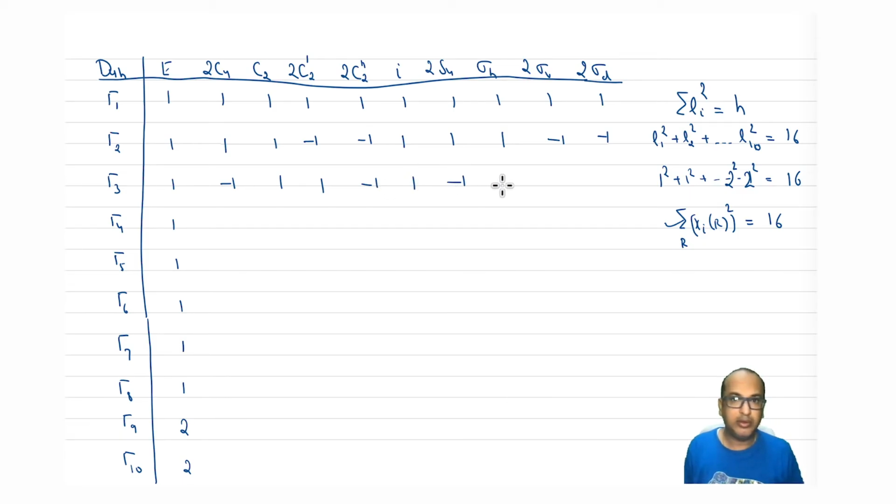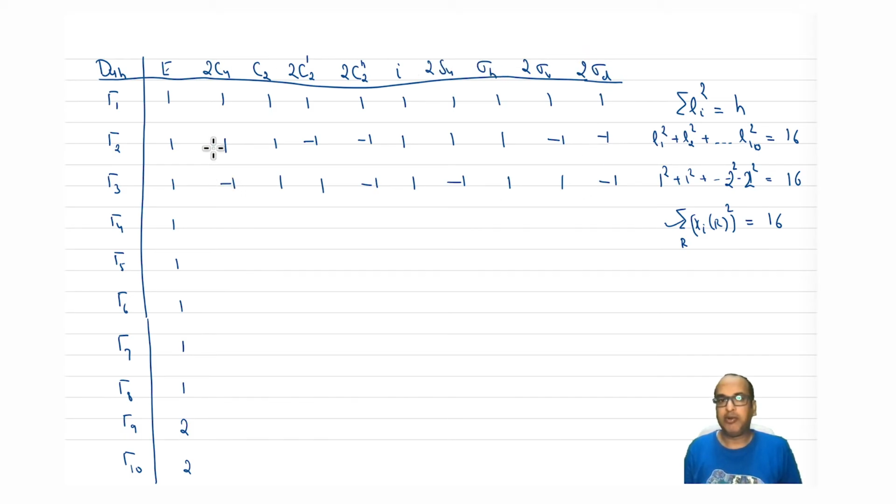Minus 1. Then you have 1. And 1. And minus 1. Okay. So again, what I have done here is I have taken negatives in front of those symmetry operations where the class sizes are 2, right? So here 2, here 2, here 2, and here 2, right?